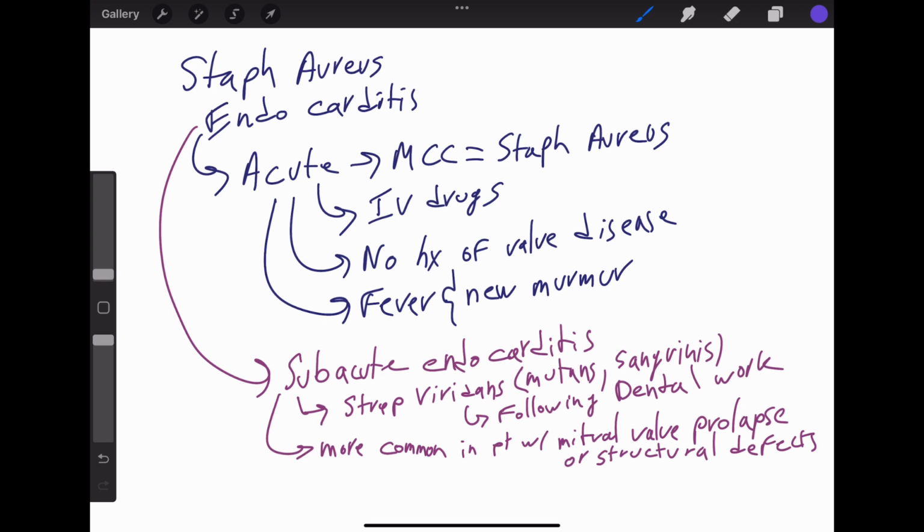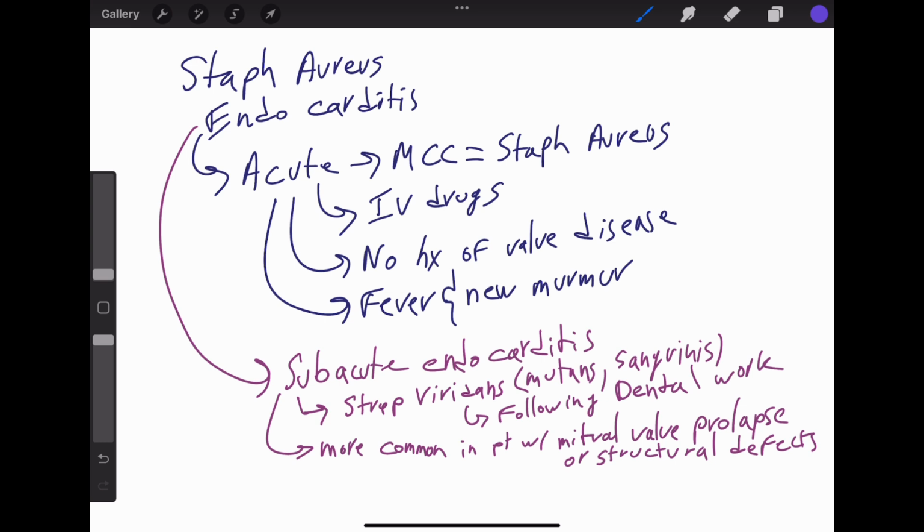As far as subacute endocarditis, this is caused most commonly by strep viridans, aka strep mutans, or strep sanguinis, following dental work. This is more common in people with mitral valve prolapse or other cardiac structural deficits. Strep viridans produces dextrans, allowing adherence to damaged valves.